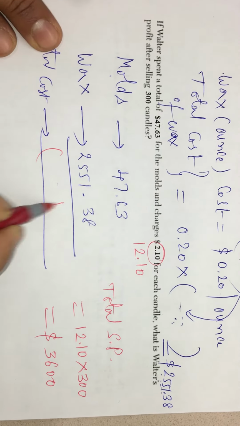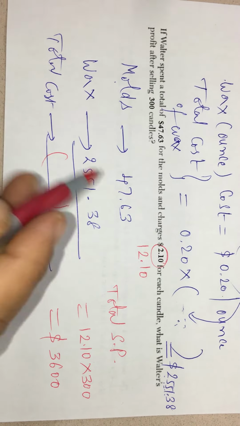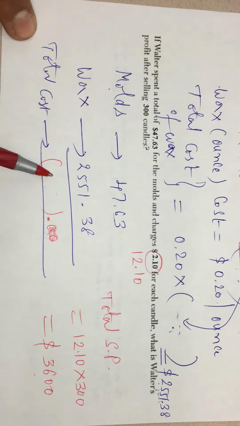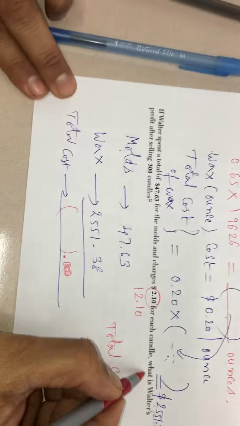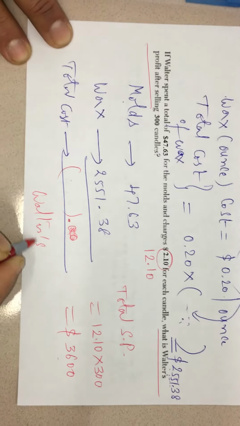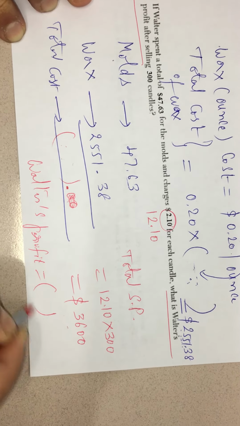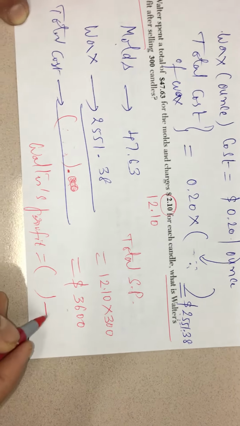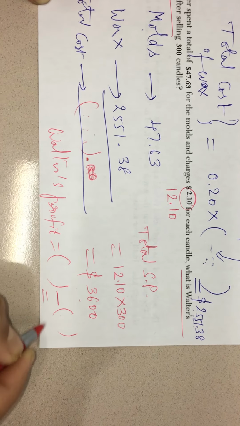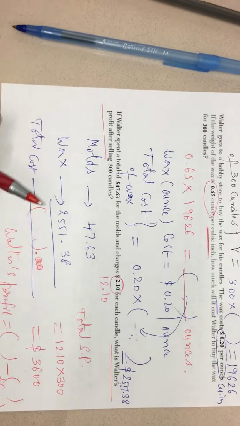But when you add, you will get some cost for production of these 300 candles. This will be less than the selling price, therefore we get profit. And he is asking, what is Walter's profit? So Walter's profit is this selling price minus this cost of producing these 300 candles. If you subtract, you will definitely get the gain. How many dollars you have to estimate? This is how you have to complete this. Thank you.